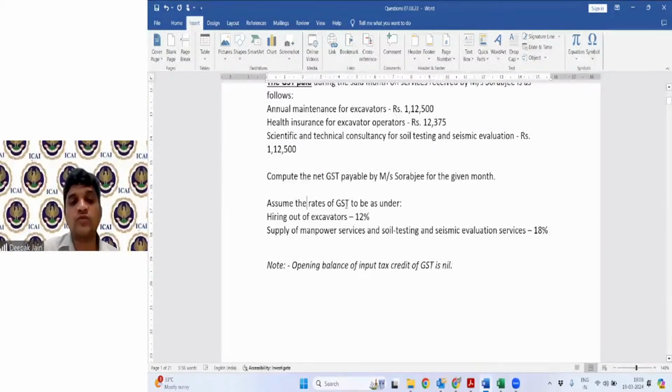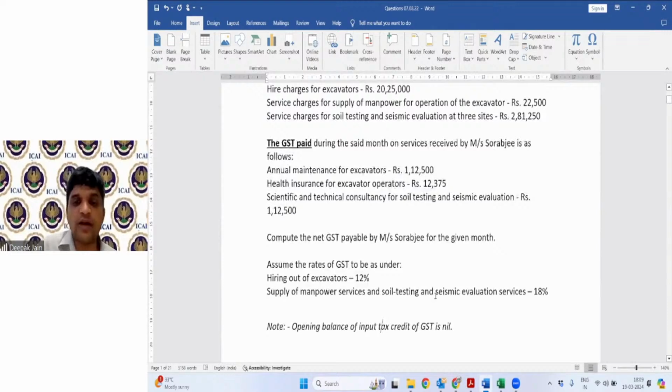Assume the rate of GST to be as under: hiring out of excavators 12%, supply of manpower services and soil testing and seismic evaluation services at 18%. Opening balance of input tax credit of GST is nil. So with this background of the question, how will you solve the answer?